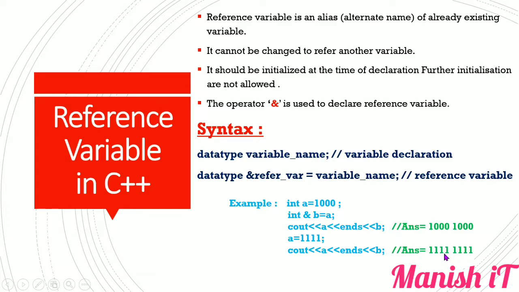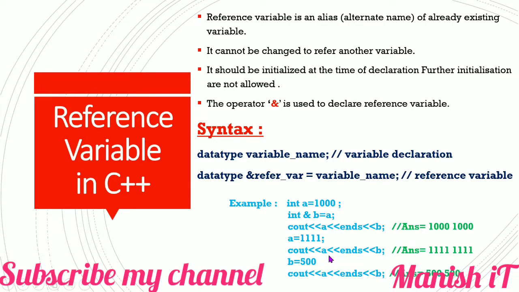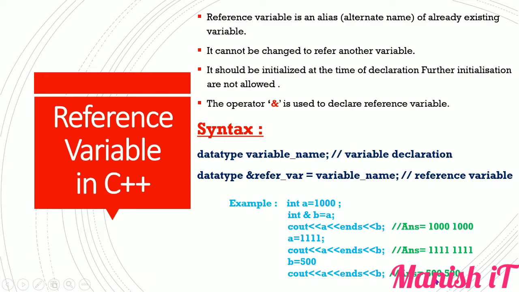Now I want to change a value further, so here I change the b value. See, b equals 500. After changing the b value, I print it. You can see a gives 500 and b also gives 500. That's why a and b are indirectly the same.